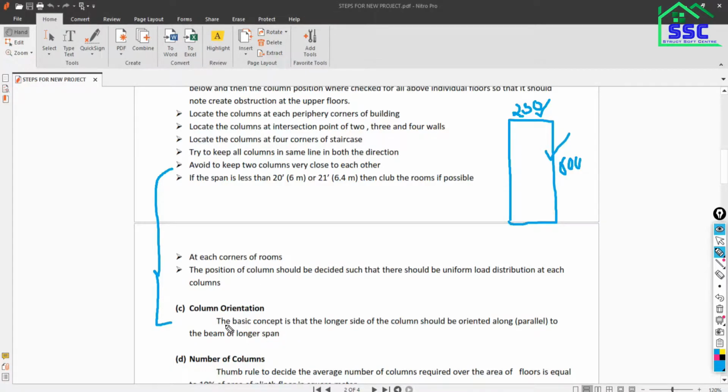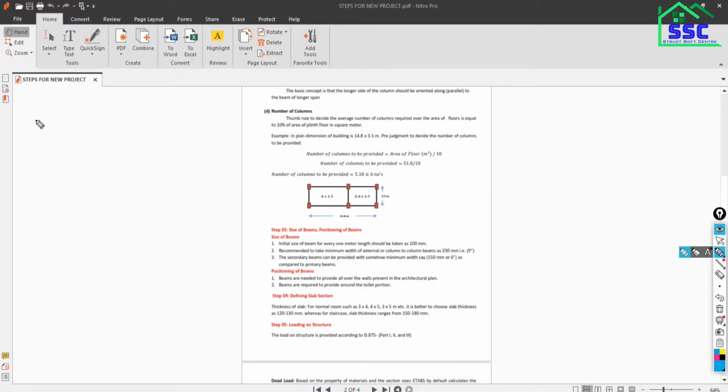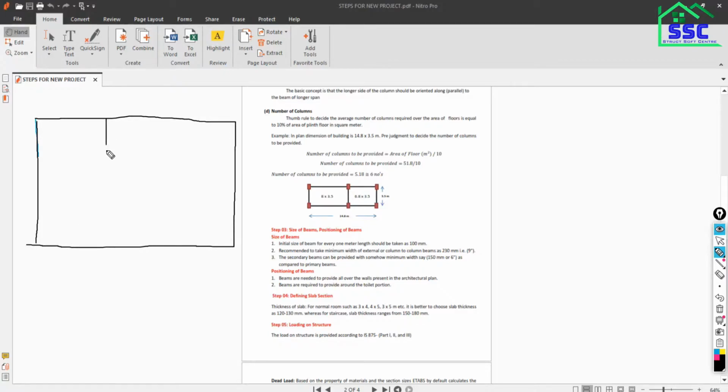So what the statement says is that the longer side of the column should be oriented parallel to the beam of longer span. Before that, as per this recommendation, just consider that one plan is there like this.